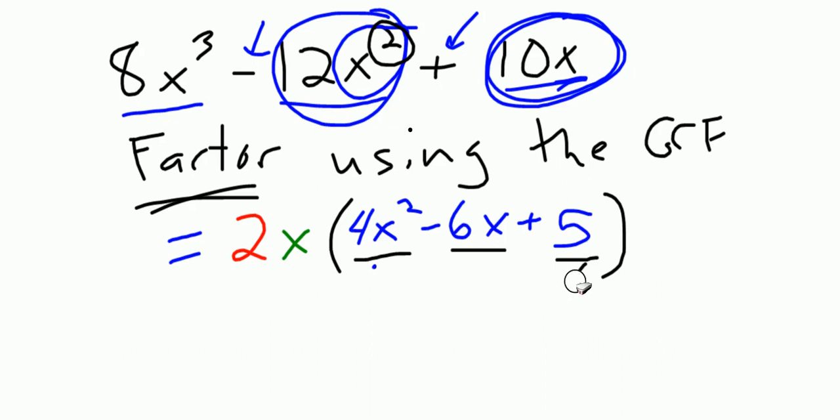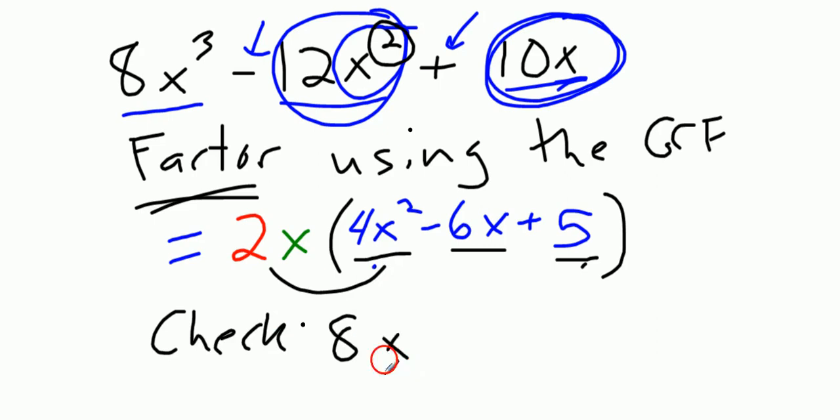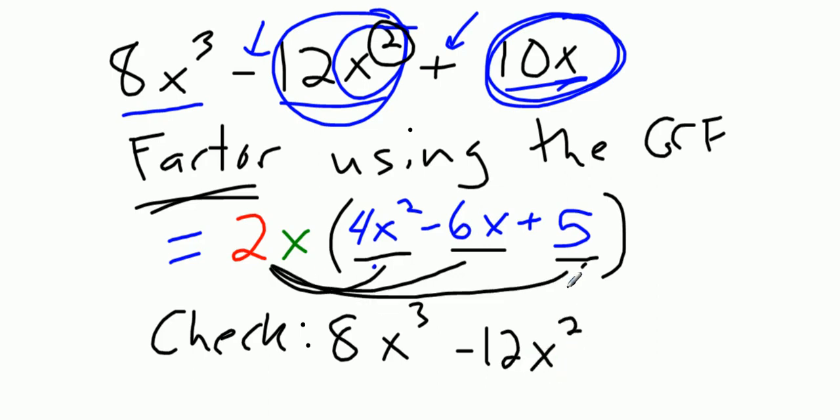All right. And if you wanted to, you don't have to do this all the time, but I think sometimes it's a good idea to just check your answer. 2x times 4x squared, that's 8x cubed. 2x times minus 6x, well, that's minus 12x squared. And then 2x times 5, that's plus 10x.